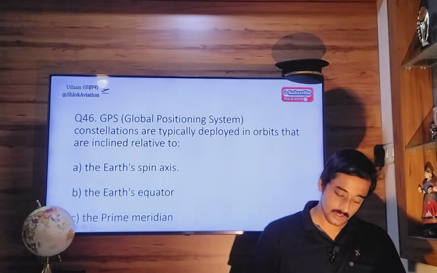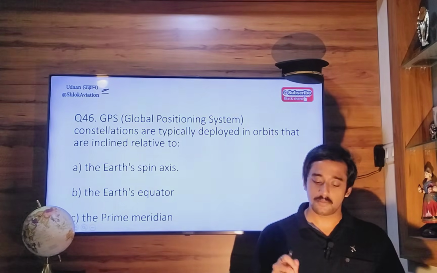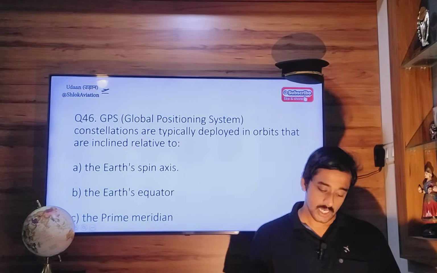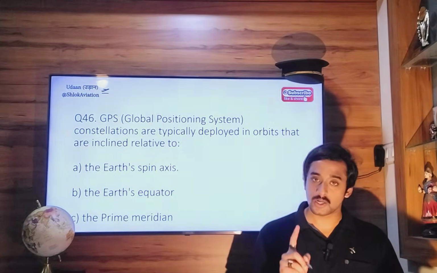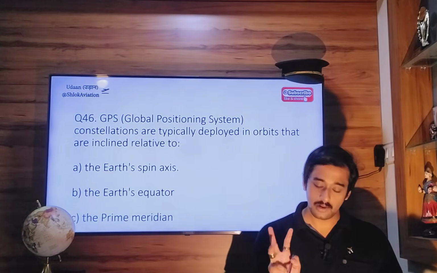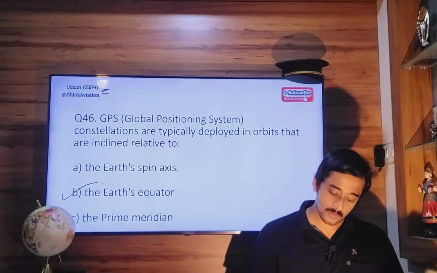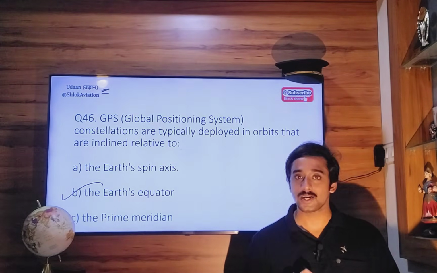Next. GPS constellations are typically deployed in orbits that are inclined relative to Earth's spin axis, equator, or prime meridian. So all orbits are inclined with respect to the Earth's equator.